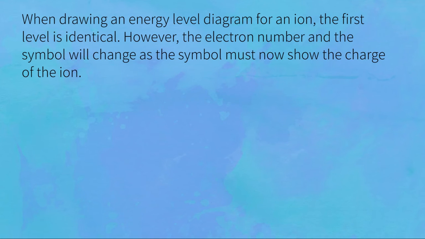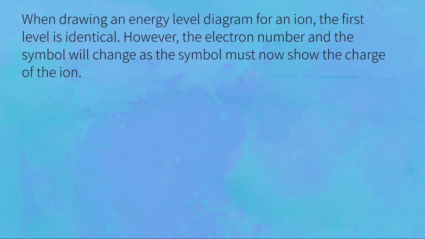All right, so moving on, we're going to talk about how to now draw these. So I showed you drawings as Bohr diagrams, but Bohr diagrams take a long time. So we're going to just draw them as energy level diagrams. So when drawing an energy level diagram for an ion, the first level is always identical. So level 1, unless we're talking about hydrogen, but don't worry about that, we won't be, or helium. We'll just use bigger examples. However, the electron number and the symbol will change, as the symbol now must show the charge of the ion.